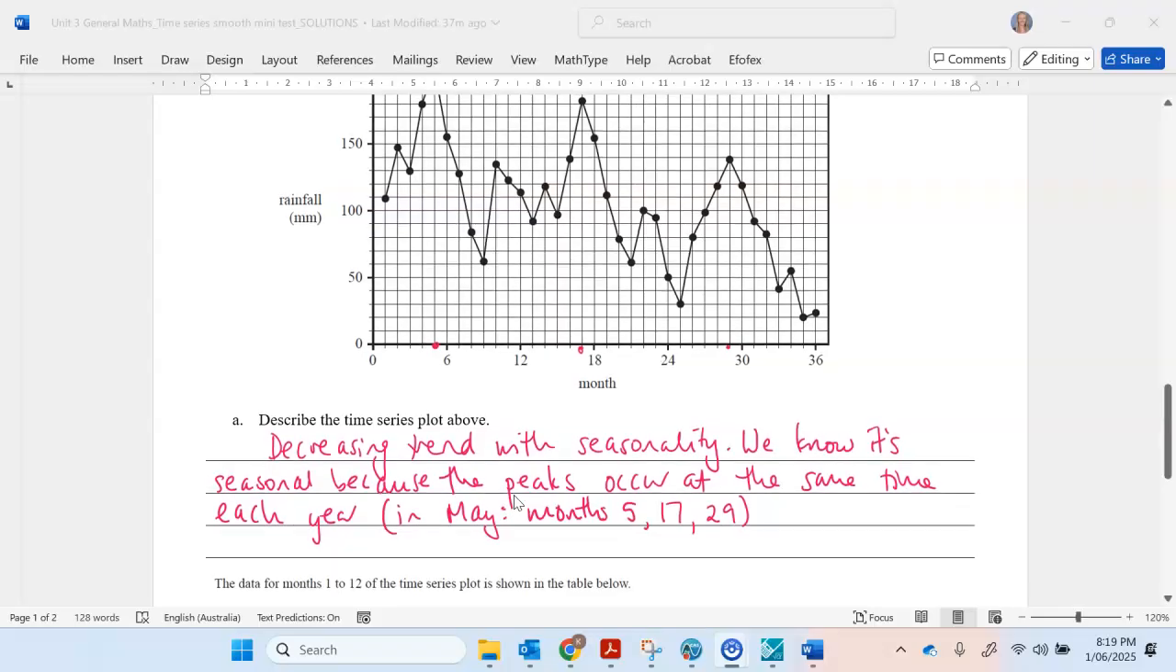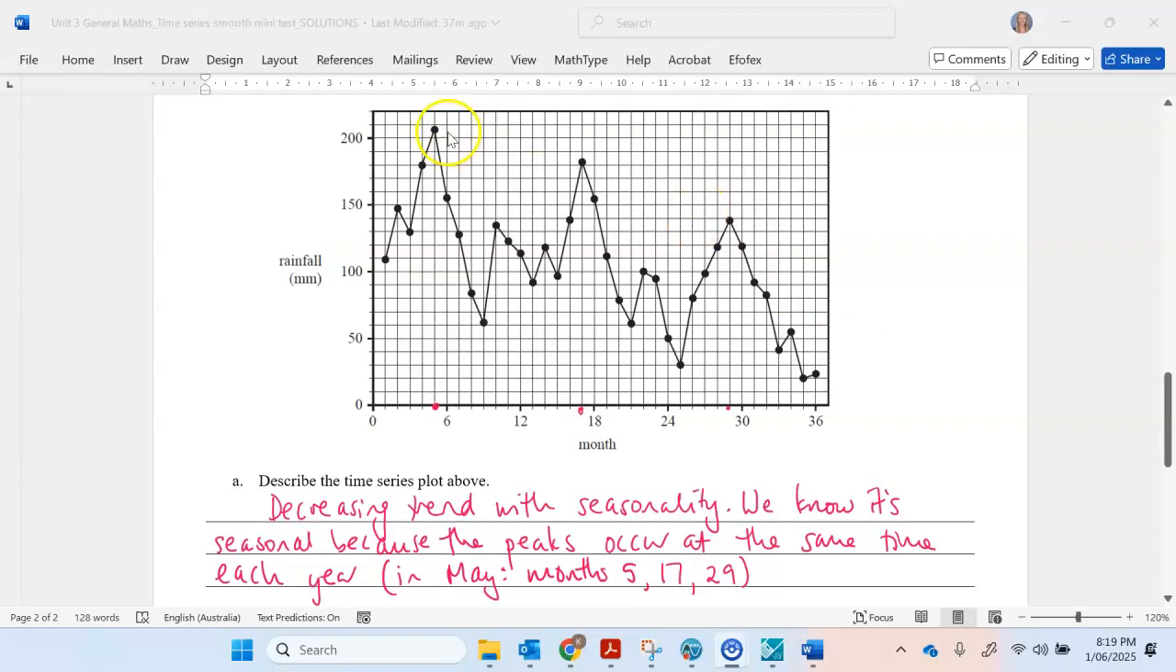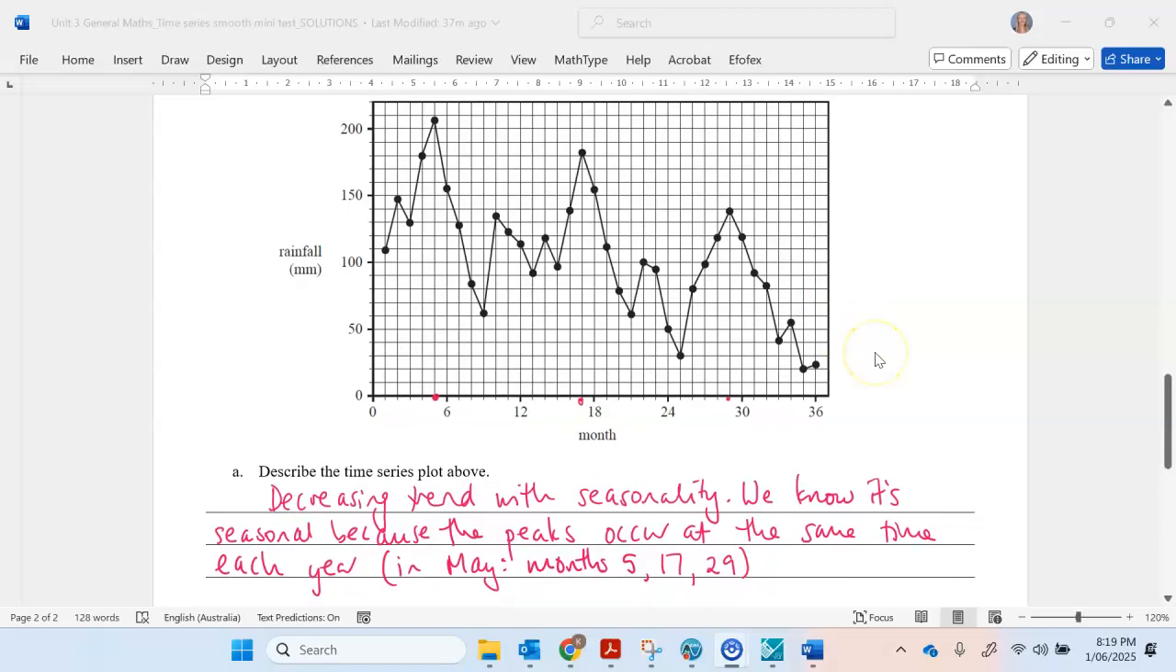All right, this question here was done quite well. A lot of you could identify that it was seasonality. So you do have to say this type of trend, whether it's increasing or decreasing. So if you're unsure, just have a look at what the peaks or troughs are doing, so we can clearly see they're going down. So it's a decreasing trend.